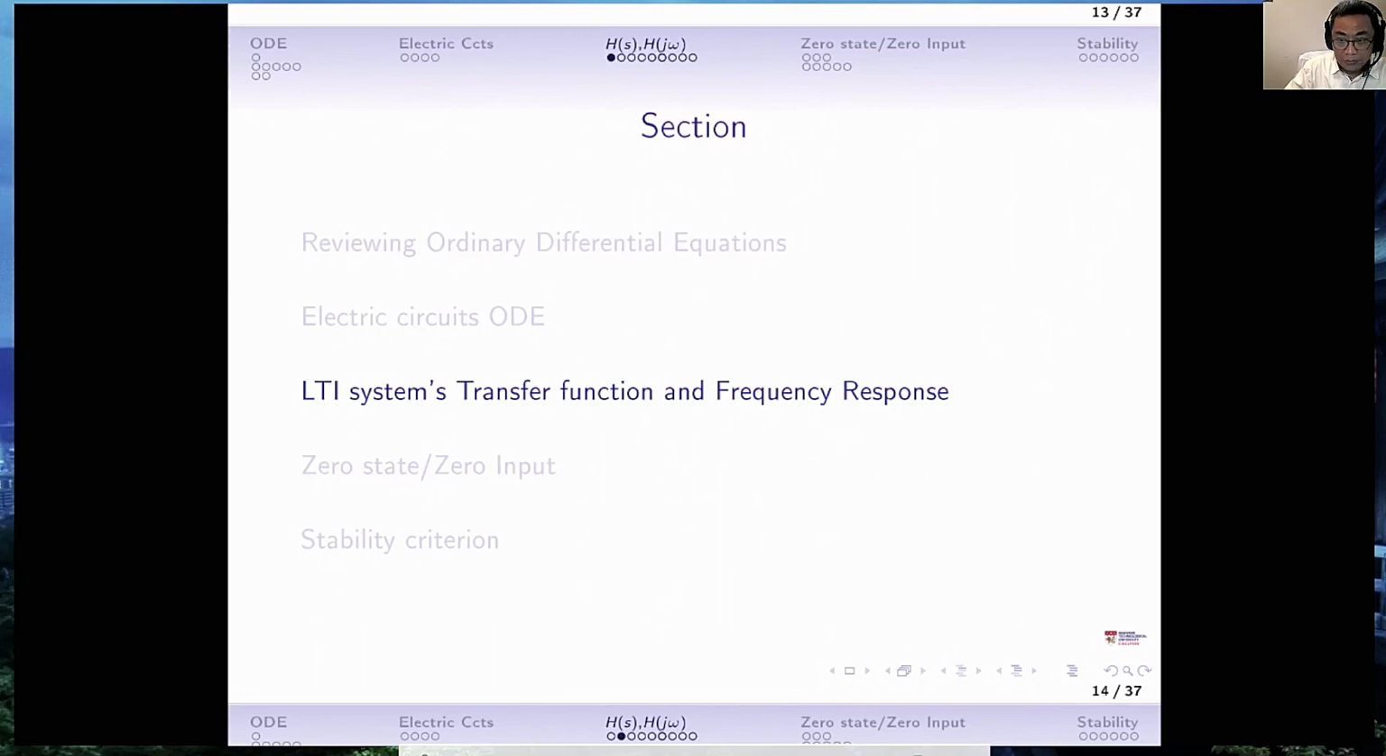Welcome back. We are at Laplace transform slide 4b. We are still continuing with LTI system transfer function. This is slide 4b, section 3. So today we'll study LTI system transfer function and frequency response.